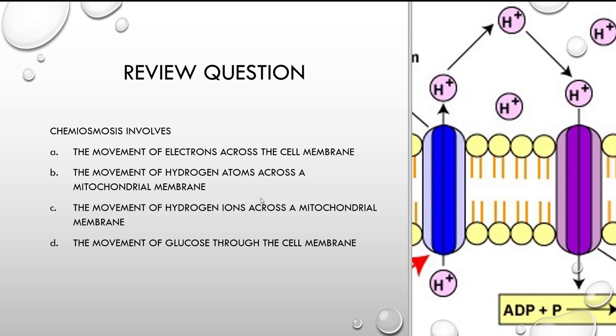Here's another question. Chemiosmosis involves A, the movement of electrons across the cell membrane, B, the movement of hydrogen atoms across a mitochondrial membrane, C, the movement of hydrogen ions across a mitochondrial membrane, or D, the movement of glucose through the cell membrane? So what does chemiosmosis involve?